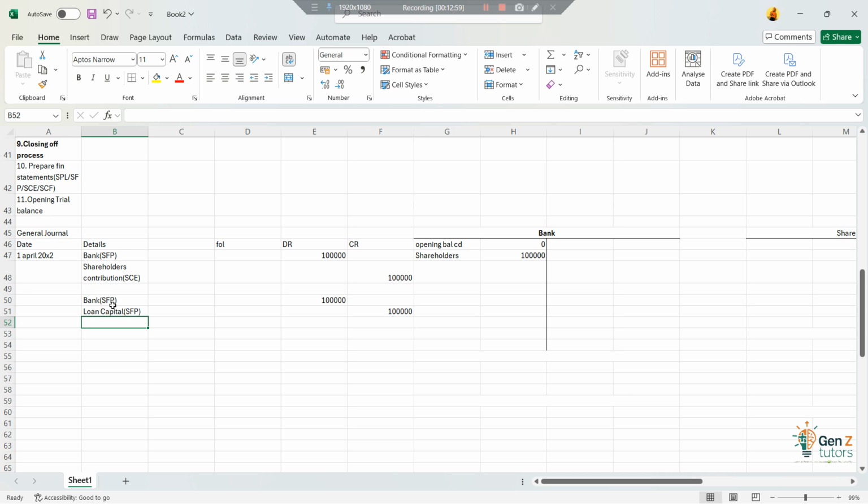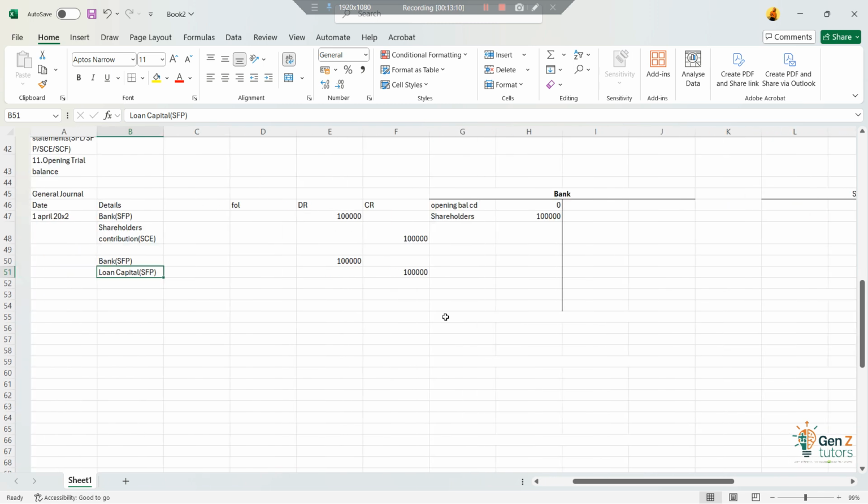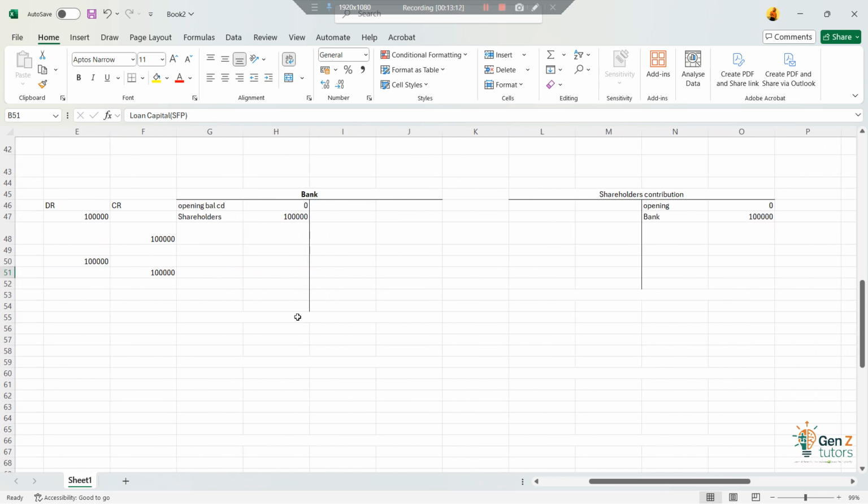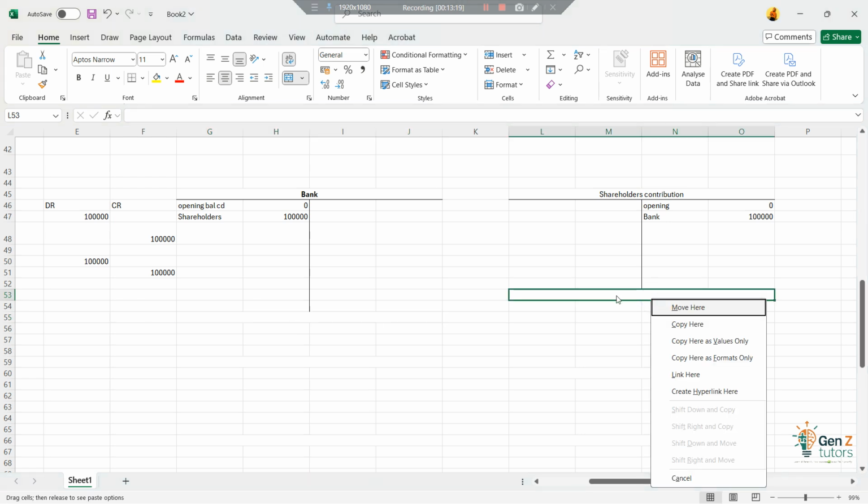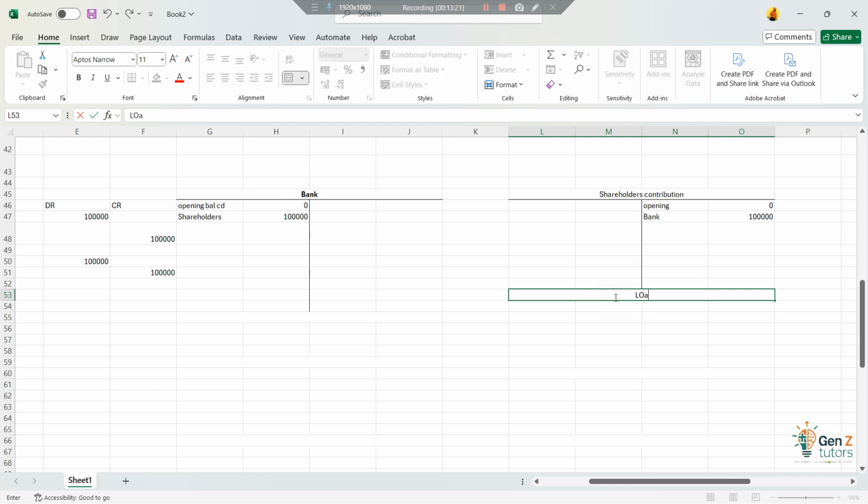What we're going to do now, we're going to say, fine, we received money in our bank account, SFP. Close that in there. And then say, okay, fine, we received 100,000 in our bank account, and this was due to what? Loan capital, right? And then this goes into SFP. That's where it will first appear. Then we put that in there.